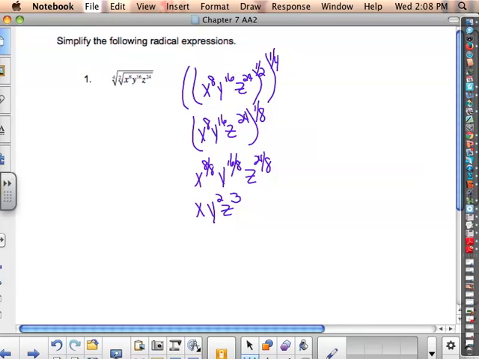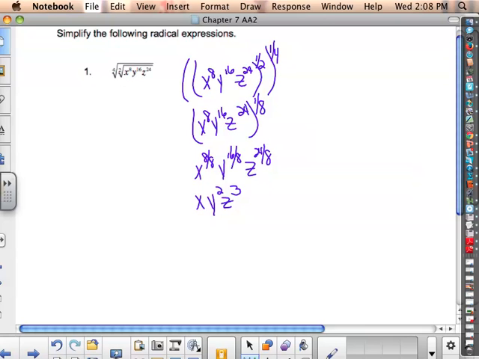So it looks daunting, but it really isn't. It's really not too hard to handle at all. Let's take a look at a few more.